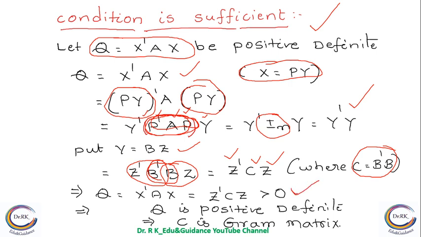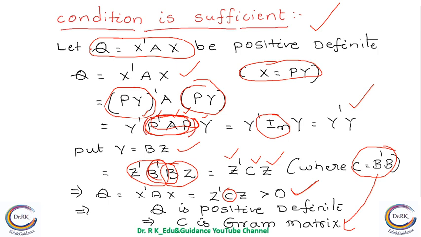Now this Q equal to X transpose AX, we transformed into Z transpose CZ, which is always positive definite. So if it is positive definite, then immediately this C is there in the matrix, right? C, which is nothing but B dash B, which is nothing but a gram matrix, right? That means whenever Q equal to X transpose AX is positive definite, then immediately there is a matrix C, which is a gram matrix. Okay. So gram matrix means it is of the form B transpose B.